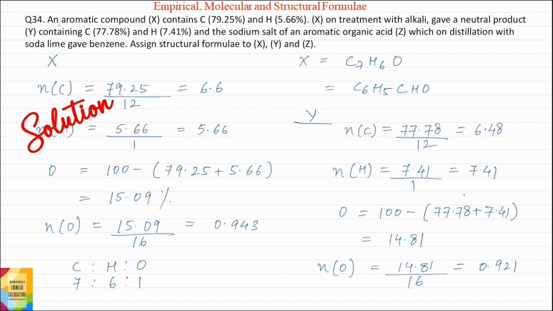सबसे पहले तो X is an aromatic compound, तो इसमें C6H5 ग्रुप प्रेजेंट है. Z is an organic acid, जिसके सोडियम सॉल्ट का सोडा लाइम से डिस्टिलेशन कराने पे we get बेंजीन. It means the sodium salt is the sodium salt of benzoic acid and therefore Z is benzoic acid.